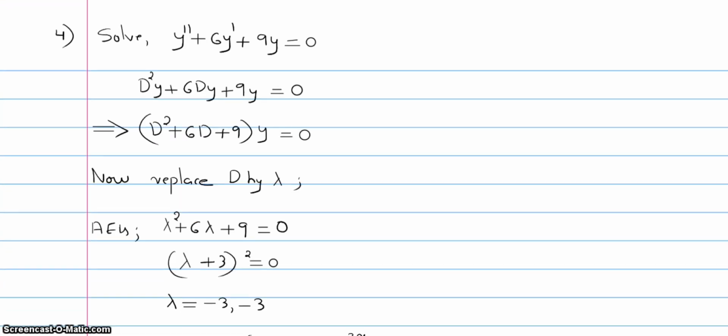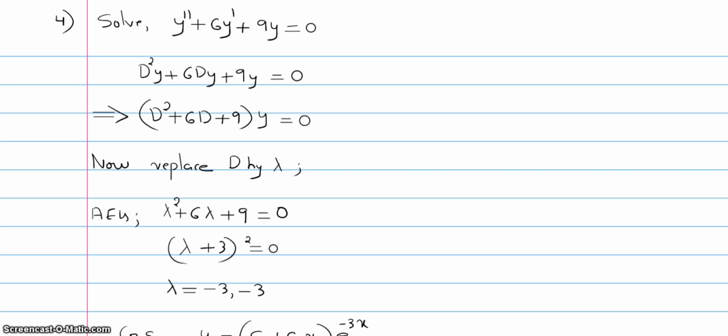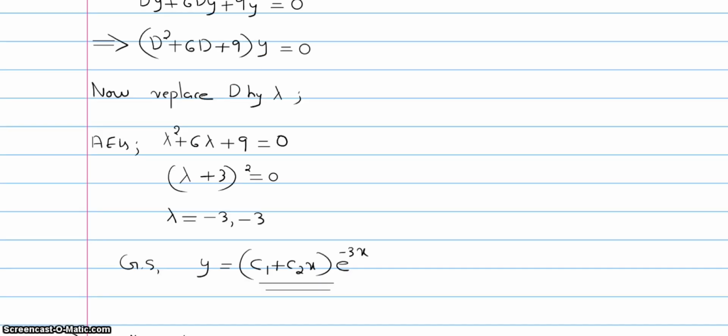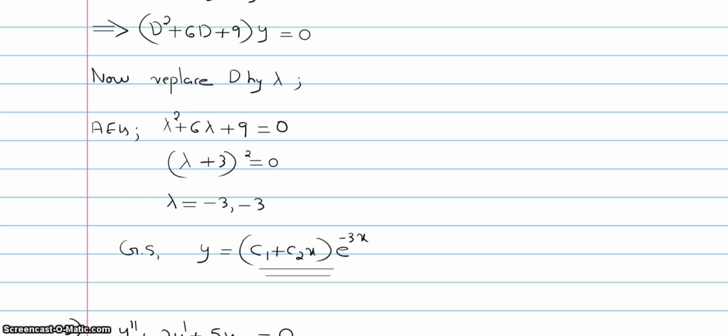The next problem, solve the differential equation y double dash plus 6y dash plus 9y equal to 0. The procedure is same as above. Replace y double dash as D square and y dash as D, taking the y common outside, and replacing the capital D by lambda. We will get the auxiliary equation as lambda square plus 6 lambda plus 9 equal to 0, which is the expansion of the equation (lambda plus 3) whole square equal to 0. So the values of lambda will be minus 3 and minus 3.